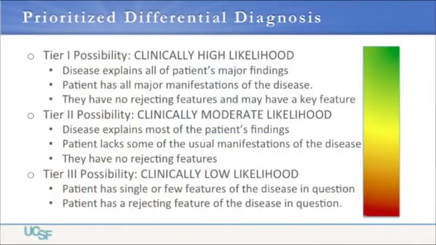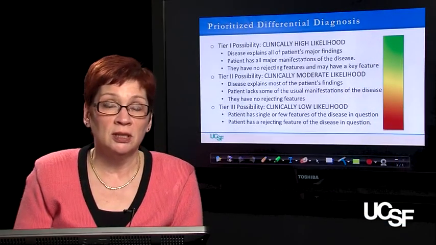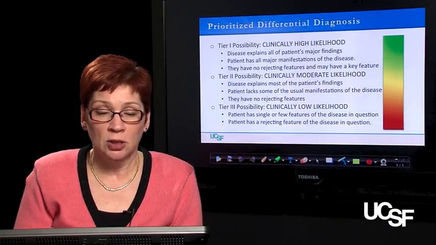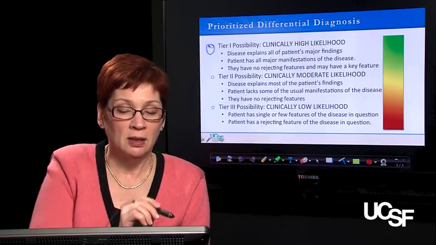A tier 1 possibility is clinically high likelihood or very high likelihood, and that exists if the disease-based illness script can explain everything we see in our patient's illness script. And conversely, if the patient's illness script has all the major manifestations of the disease. Importantly, a disease can only be high likelihood or a tier 1 possibility if the patient has no rejecting features of that disease. So there's nothing in the patient's presentation that is never seen in the disease in question. So that would be a tier 1 possibility.